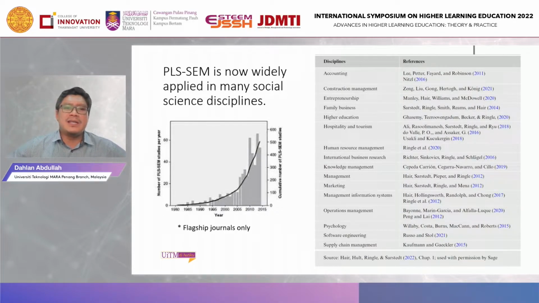Okay, to show that PLS-SEM is becoming more popular in the research, we can see now PLS-SEM is widely applied in many social science disciplines. You can see here in the area of accounting, construction management, entrepreneurship, family business, higher education, hospitality and tourism, human resource management, everything here has, including supply chain management, software engineering. In this discipline, people have used PLS-SEM to analyze their data. And then the number of papers published in flagship journals also have increased dramatically. You can see from this graph from 1990 to 2015, more than 60 papers have been published, and nowadays it's already 2022. Of course, the numbers have increased a lot.